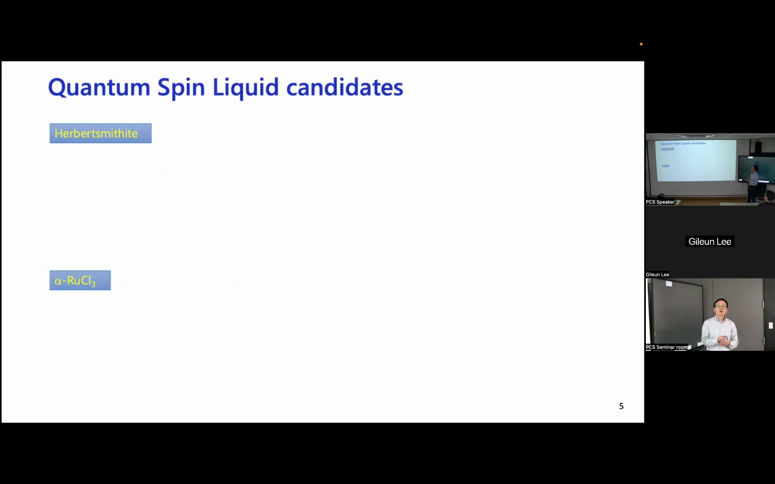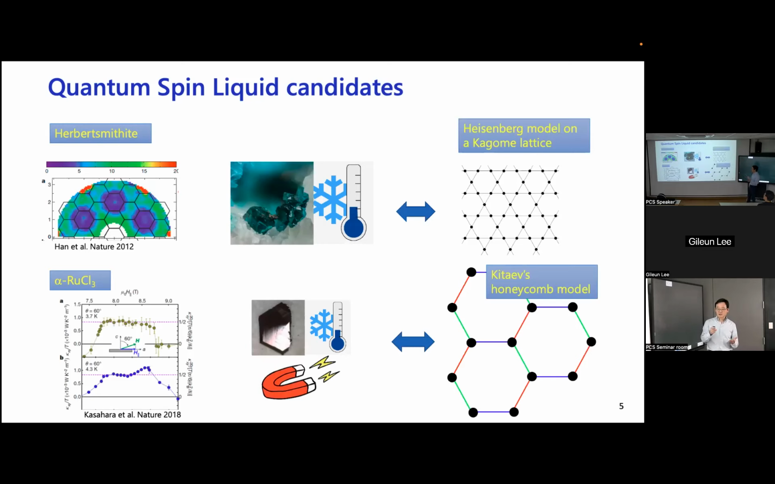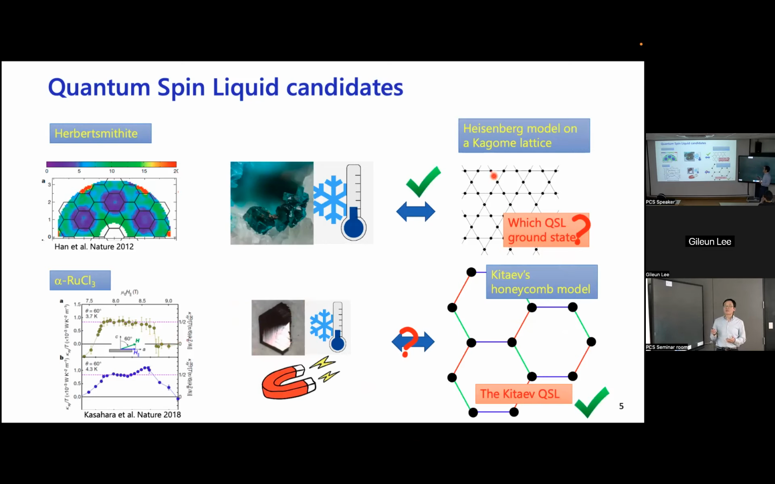We heard about herbertsmithite, and we heard about alpha-ruthenium chloride. We heard about the Heisenberg model on Kagome lattices describing herbertsmithite, and Kitaev's honeycomb model describing alpha-ruthenium chloride. What I want to point out is that the situation is somewhat different. For herbertsmithite there is general agreement that this is the model that describes it, and then there are more nuanced theoretical discussions about the quantum spin liquid of this model.